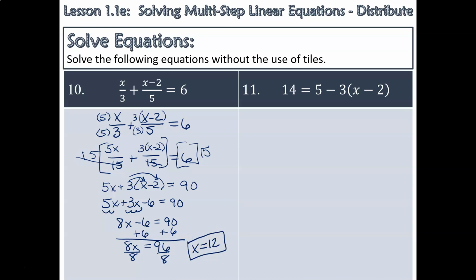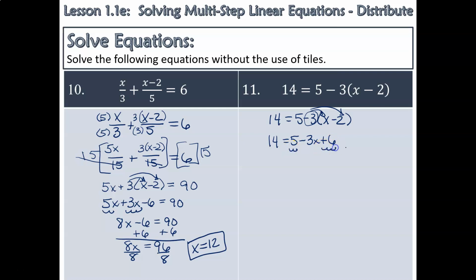Okay, one last one and we're done. So I have 14 equals 5 minus 3 times the quantity of x minus 2. Okay, so this one's here for a good reason. When you distribute, you have to distribute the negative 3. Super important. So I have 14 equals 5. Negative 3 times x is negative 3x. Negative 3 times negative 2 is 6.